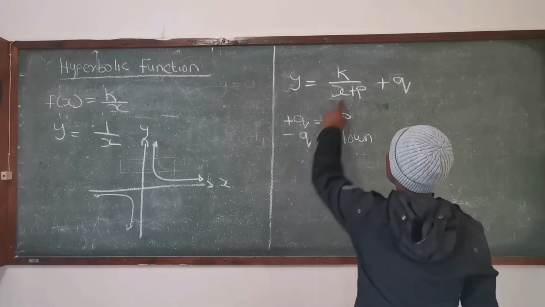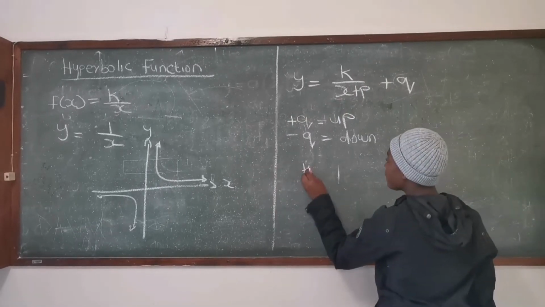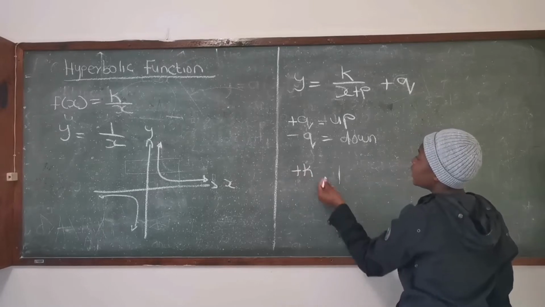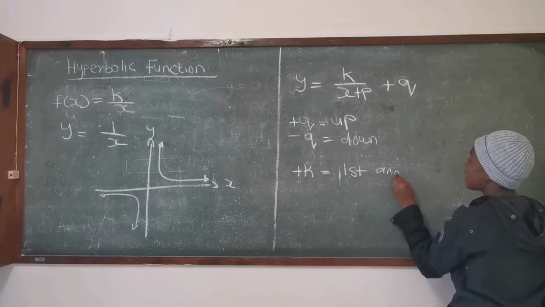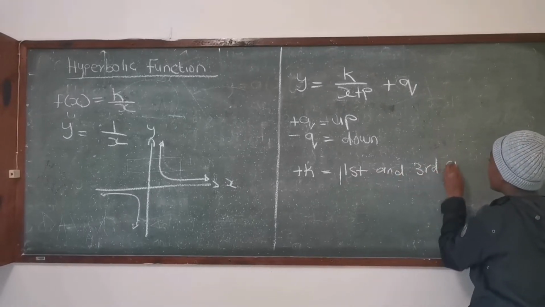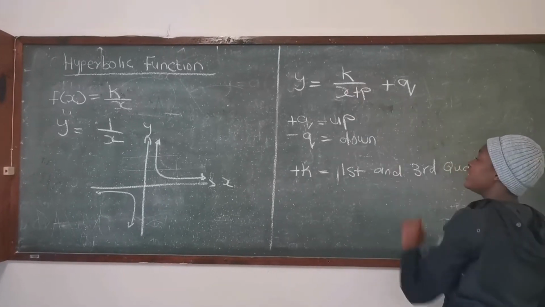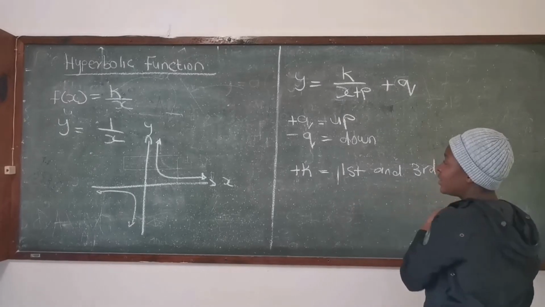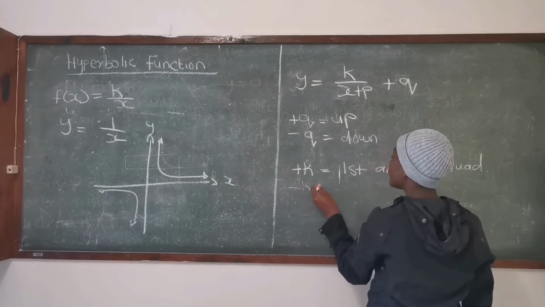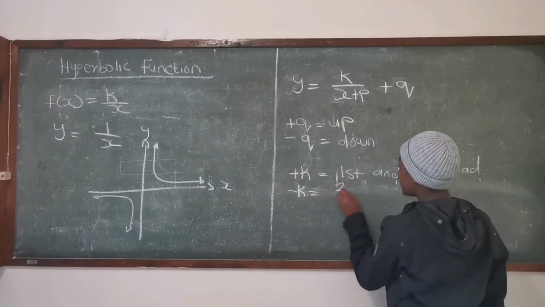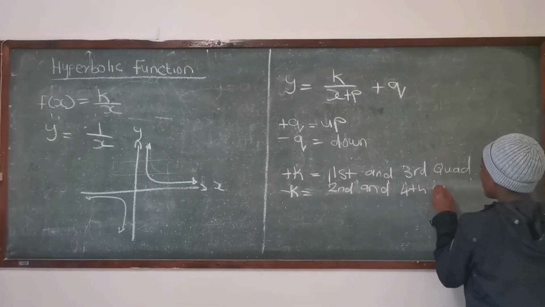So k determines the shape of our graph. If k is positive, then our graph is going to lie in the first and third quadrants. What happens if our k is negative? If our k is negative, our graph will lie in the second and fourth quadrants.